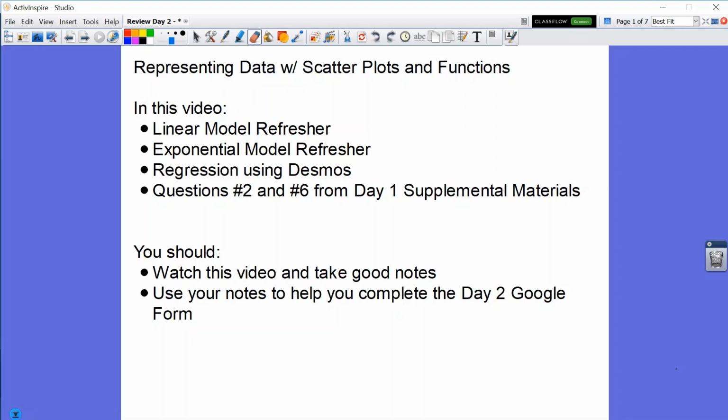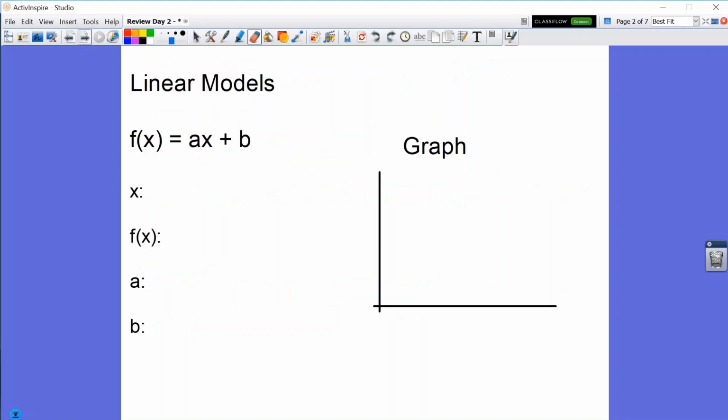So if you don't have paper and pencil right now, pause the video, go grab some so you can take good notes. And then once you're done, I encourage you guys to go to the day 2 Google form and try some of these practice problems on your own. All right, let's get started.